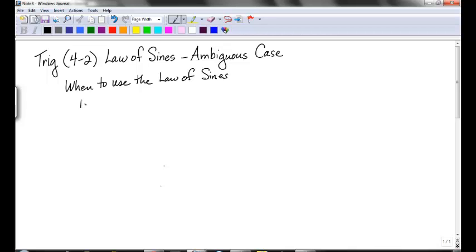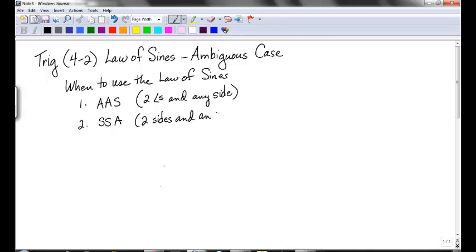Okay, one was angle, angle, side, and that was, you can abbreviate this a little bit, 2 angles and any side. 2 angles and any side. And the other one was side, side, angle, and that was 2 sides and an angle opposite one of them.